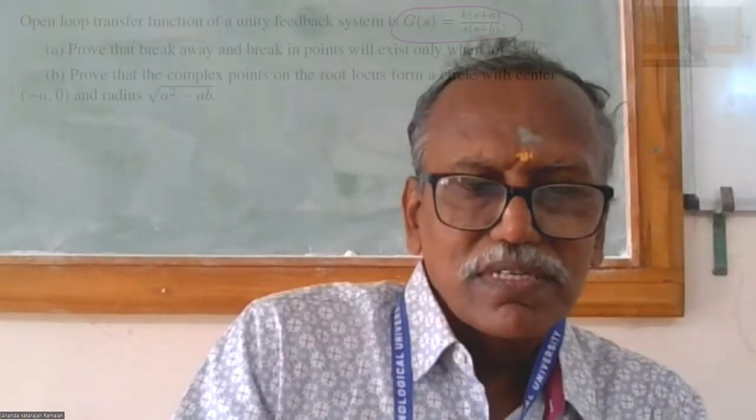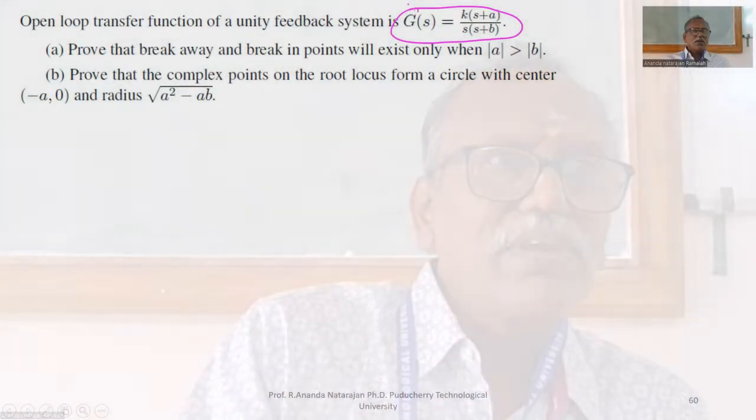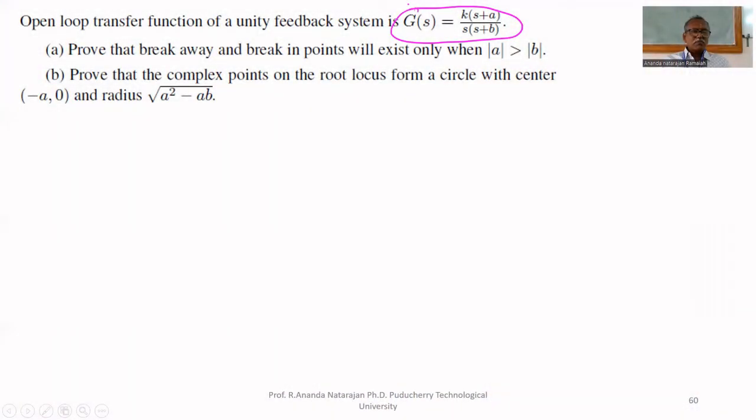Yesterday we have seen some sums on root locus. Today we are going to see more sums on root locus. Then we are going to see the design of control system using root locus, and prove that breakaway and break-in points will exist only when modulus of A is greater than modulus of B.